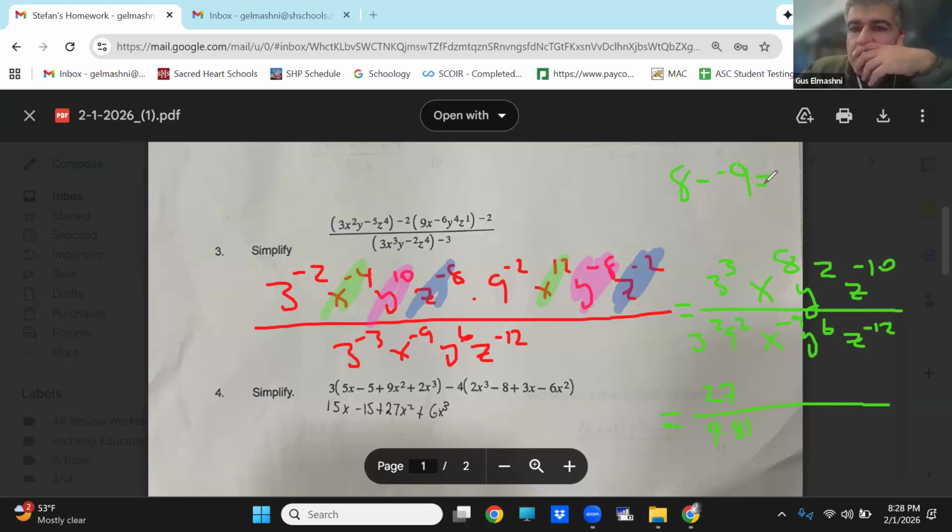What's that going to be? 8 minus negative 9, 8 minus negative 9. Negative 1? No, 17. Right? Because you subtract when you have one stack above the other.